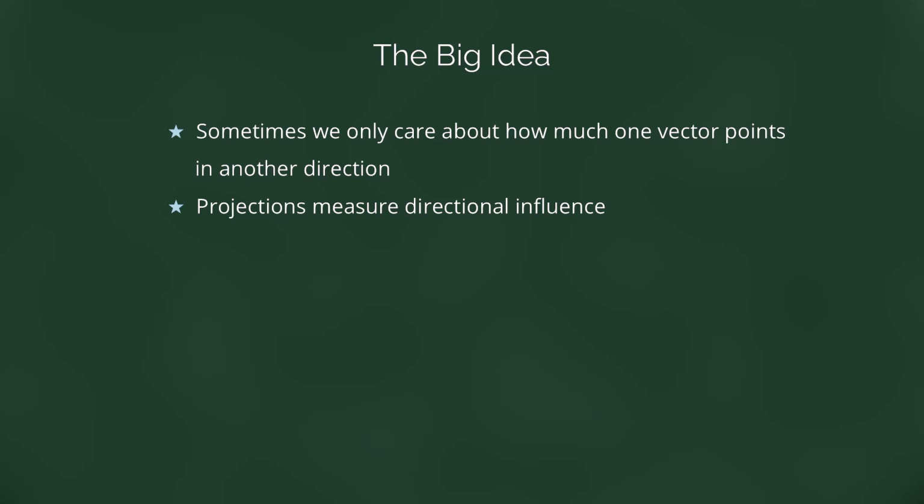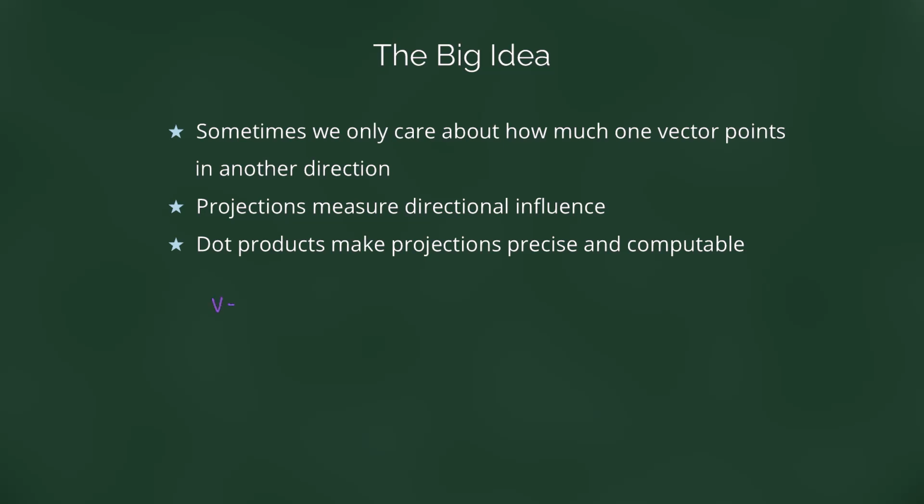Projections measure this directional influence. And we'll see as we proceed that dot products are what make projections precise and computable. Let's take a look at what we mean by a projection before we break it down into how we compute a projection. Let's imagine we have a vector v, which has components v1 and v2, and a vector w that has components w1 and w2.